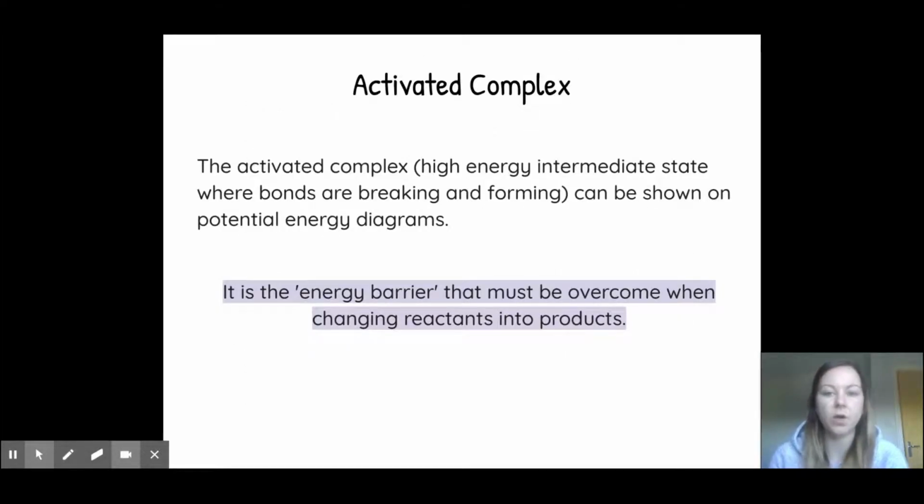So the activated complex, this is a high energy intermediate state where bonds are both breaking and forming, is shown on what is called potential energy diagrams.